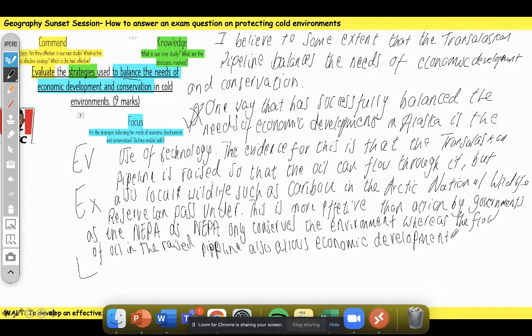And then the last bit I need to do is link all this back to the question. So I've given my evidence, the trans-Alaskan pipeline and the Arctic National Wildlife Reserve. I've explained it by comparing it to another strategy, also evaluating at the same time. So this method is better, this method is not as good. And I've also used the wording from the question. So the last thing I need to do is link it back to the question.